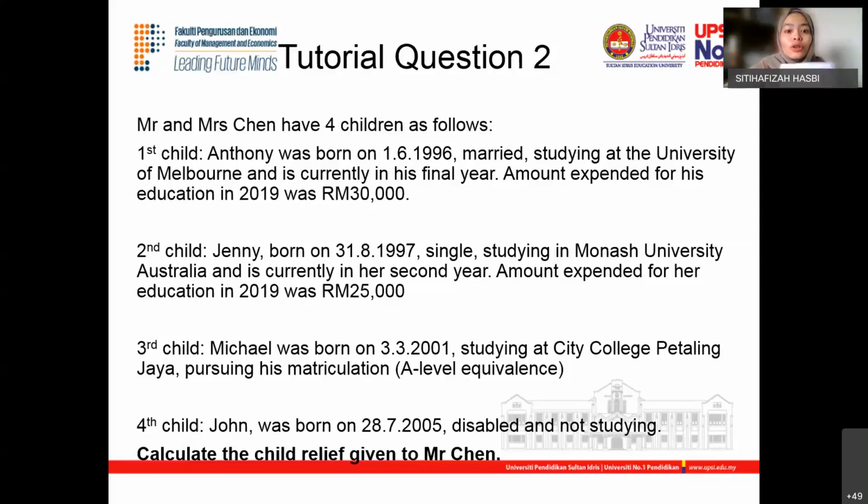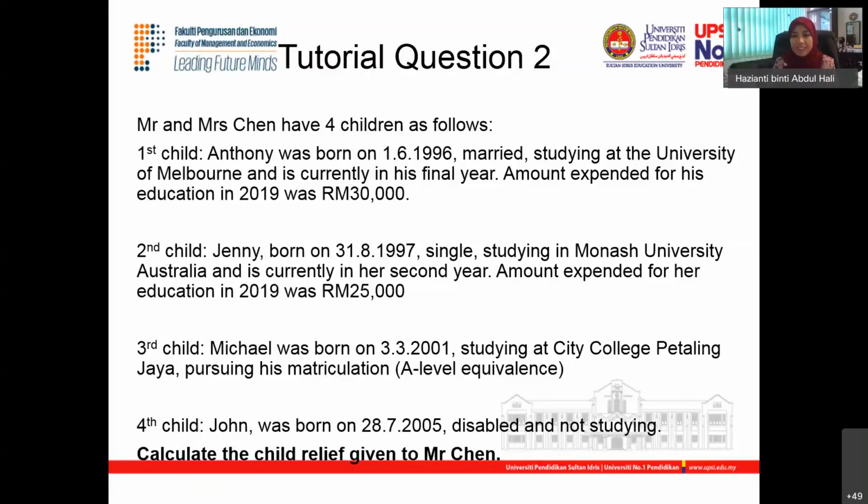8,000. So no relief can be claimed because the child is married. The keyword here is married. Once married, regardless of the age, the parents cannot claim any relief. What about the second one? 8,000. Okay, the second one, 8,000. The third one? 2,000.